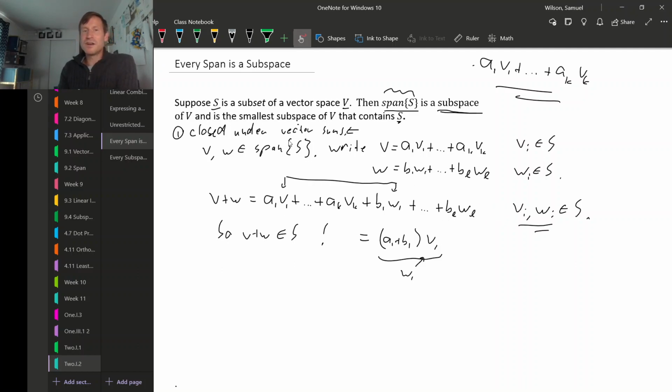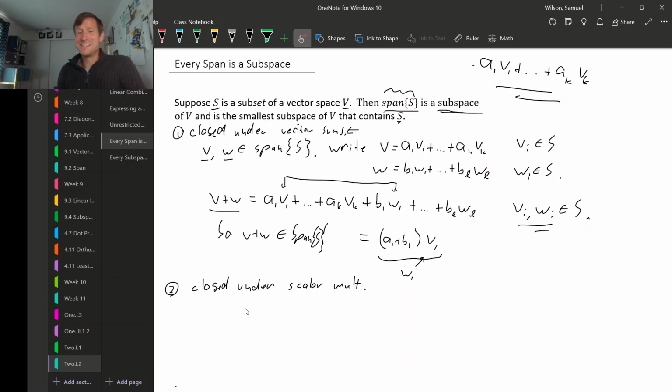All right, so one way or another, if we start with two vectors in the span of S, then the sum of those two vectors is also in the span of S. So V plus W probably isn't in S, but it's in the span of S. All right, the second thing we need to show to know that the span of S is a subspace is that it's closed under scalar multiplication.